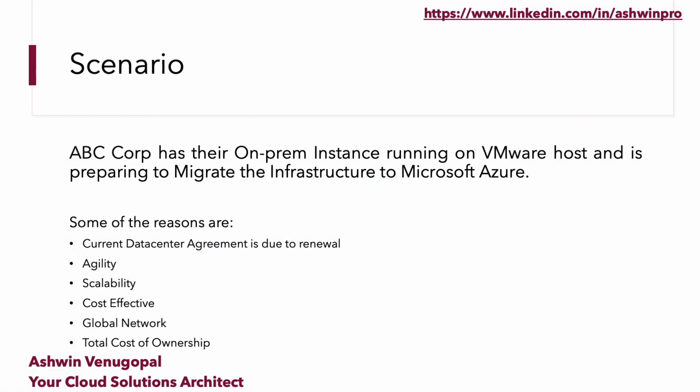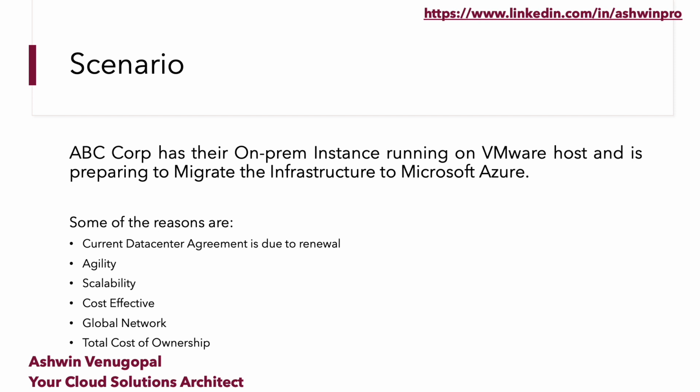Now the next thing I need to do is set up a scenario here. Here I'm trying to tell them that I understood your current requirements and the reason that you are moving to Azure. So in this case, I'm mentioning ABC Corp as an on-prem instance running on VMware hosts, preparing to migrate the infrastructure to Microsoft Azure.